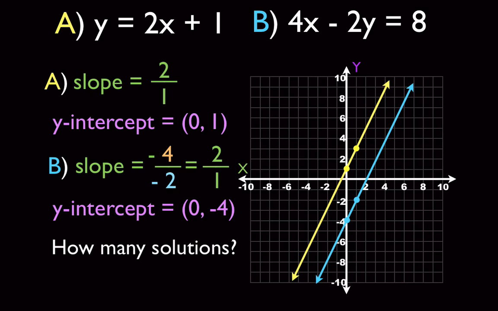Remember, solutions is the number of times they cross. So how many times are these lines going to cross? Well, they're never going to cross, so there's no solution. But how can we know that without having to graph it?